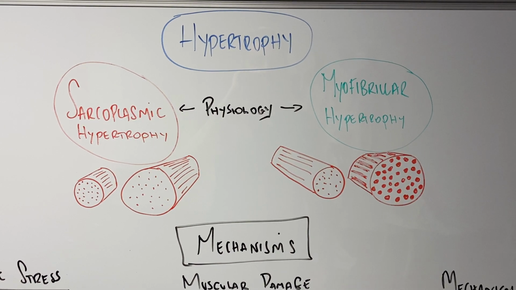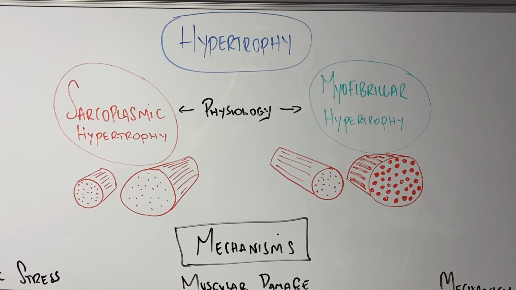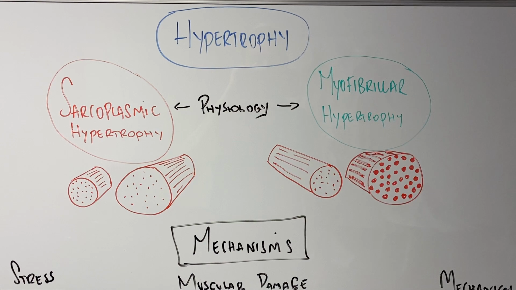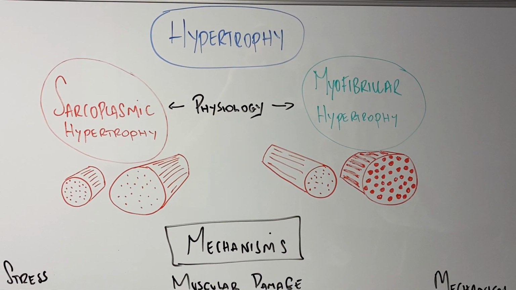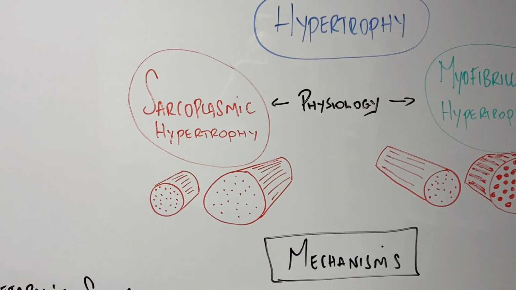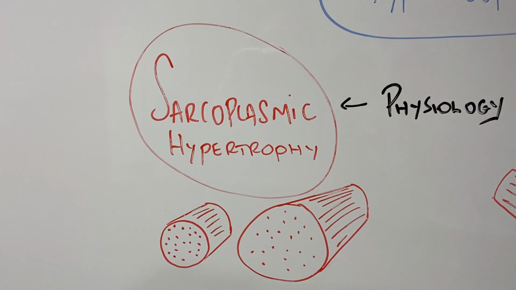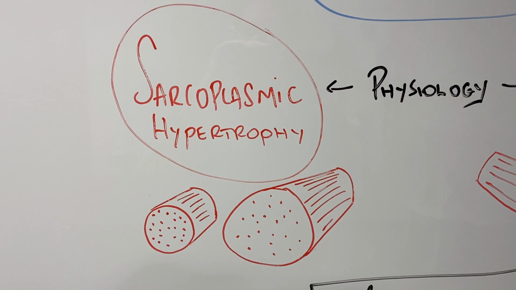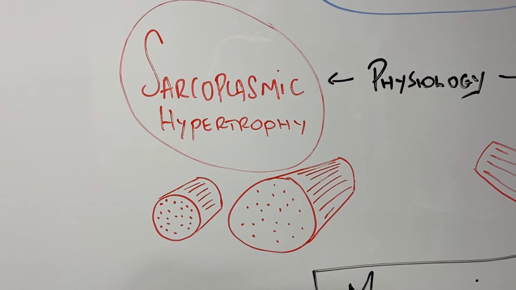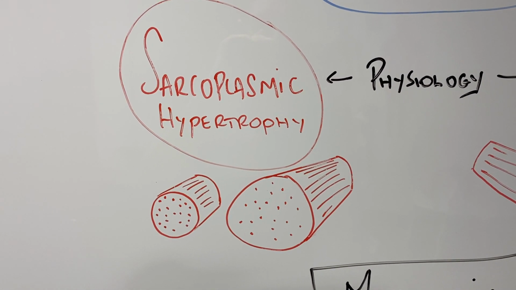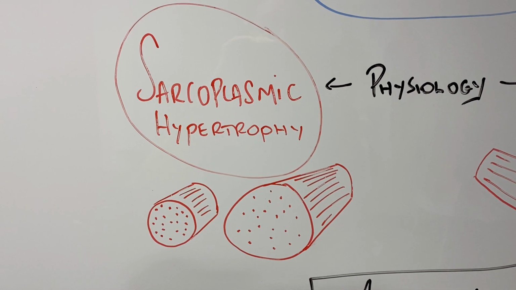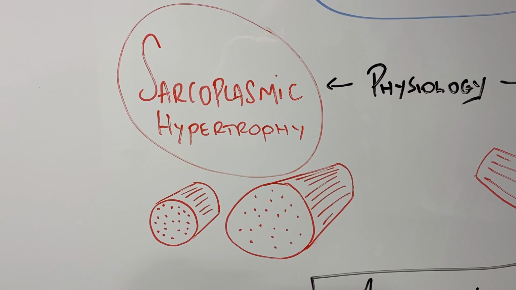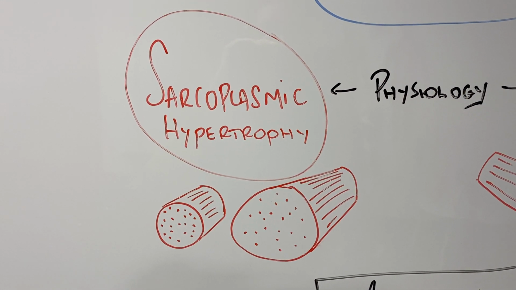different ways. So on the left-hand side, we have what's called sarcoplasmic hypertrophy. And on the right-hand side, we have what's called myofibrillar hypertrophy. So on the left-hand side, when we look at the sarcoplasmic hypertrophy, what you'll notice on the left diagram, which is trying to replicate a muscle fiber, which is made up of thousands and thousands of little string-like myofibrils, is that that's what's represented in those little dots.